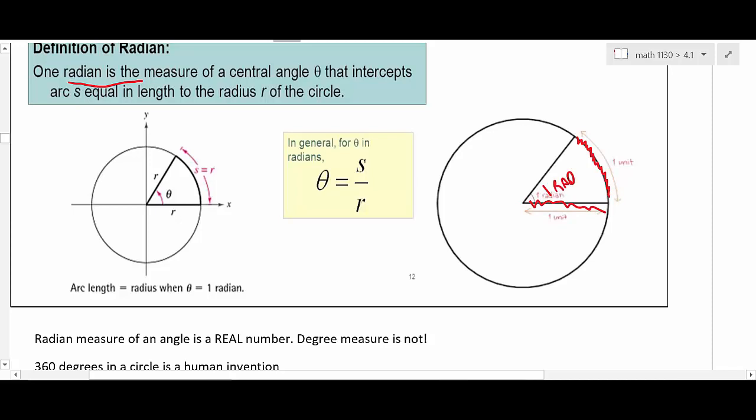Okay, that's what a radian is. So it's a special angle, and it doesn't matter what the size of the circle is. You can make it big, you can make it small. It's always going to be the angle where this distance is the same as that. Does that make sense? That's what a radian is.